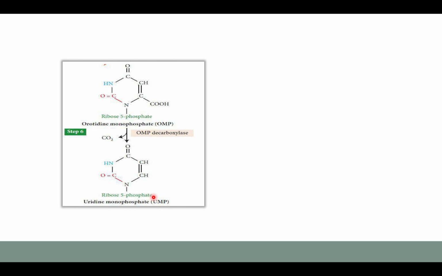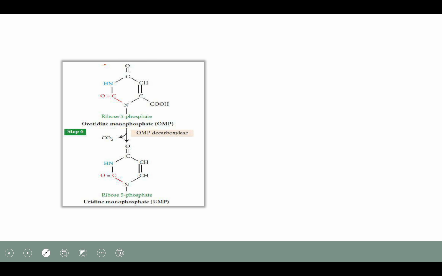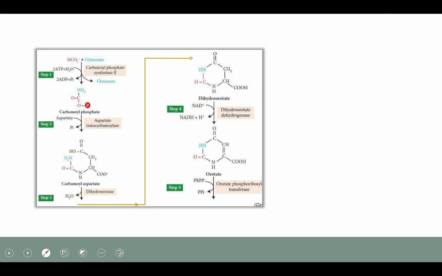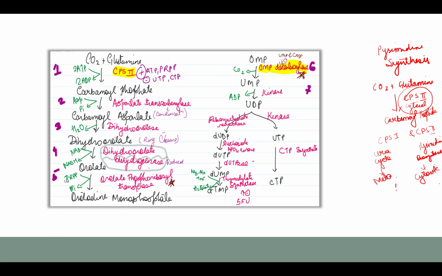Okay, so this was about the molecular changes that take place during pyrimidine synthesis. Now the deficiency disorders, or the defects in the enzymes which are involved in pyrimidine synthesis, are as follows. Defect in the enzyme orotate phosphoribosyl transferase and OMP decarboxylase leads to orotic aciduria.